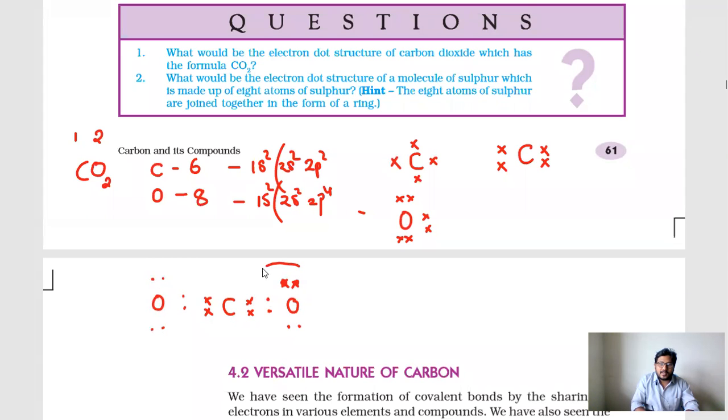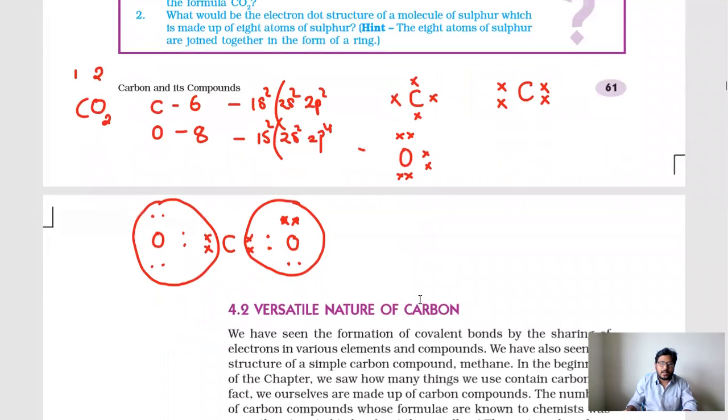Now this oxygen will share 2 electrons with carbon. This oxygen will also share 2 electrons with carbon. If you count the number of electrons in the circle, it is 1, 2, 3, 4, 5, 6, 7, 8. 8 valency electrons, the octet rule is satisfied. For this oxygen also, it got 8 valency electrons, following the octet rule.